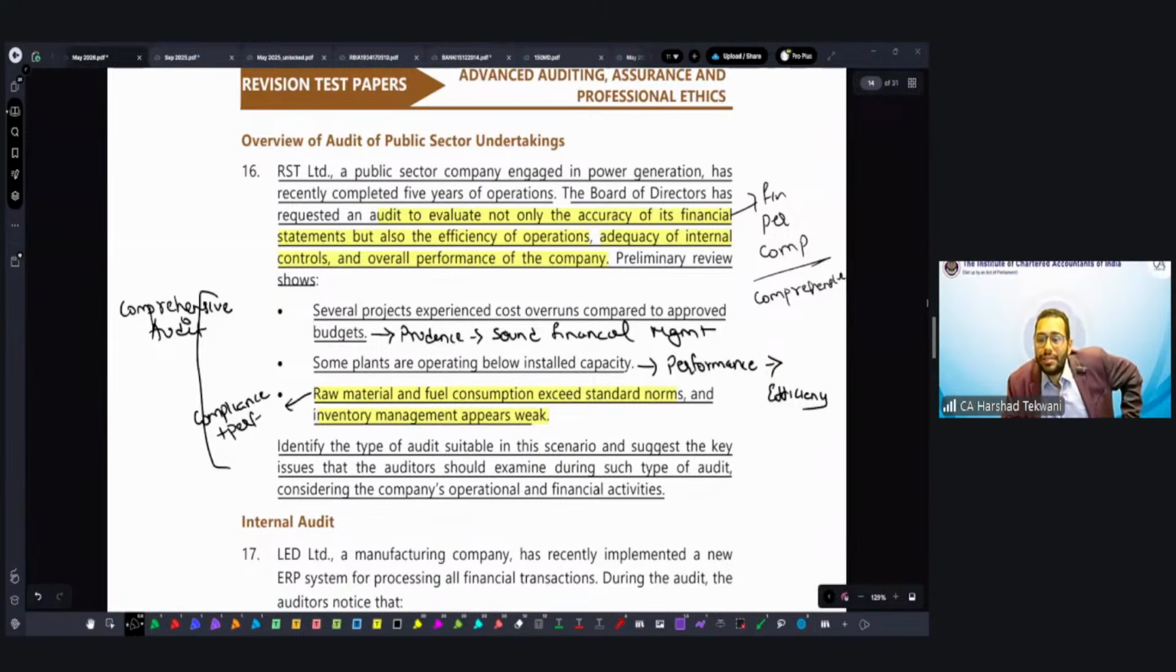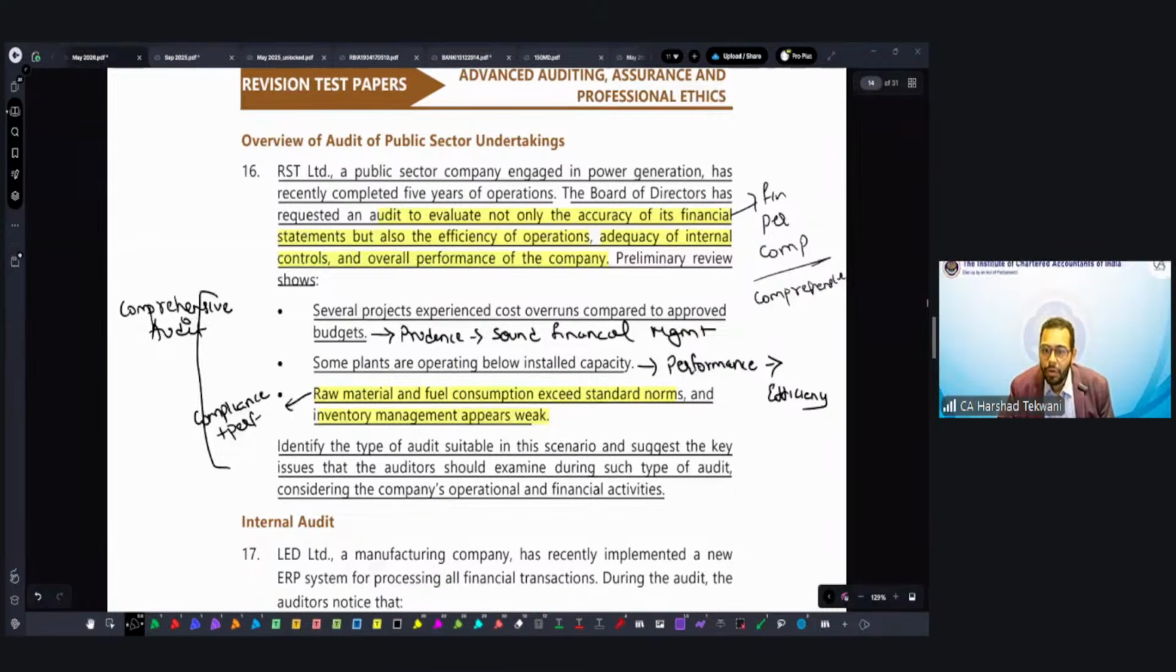Now, second is to suggest the key issues that the auditor should examine during such type of audit, considering the company's operational and financial activity. So we are talking about a comprehensive audit. Again, when I talk about comprehensive, it is a combination of whatever you have understood.